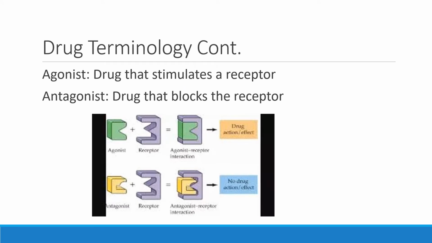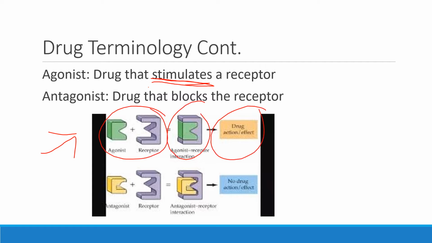More terminology, of course, some of this should be recall from when you were in Pharmacology 1. Agonist means it's a drug that stimulates a receptor. It's going to annoy that receptor. It's going to tell it, and this is that first one here. Agonist goes to the receptor, and then they combine to have the drug effect.